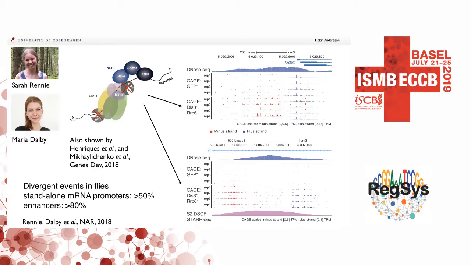But this is, of course, dependent on the assay you use, the threshold you used, etc. But basically, I think this is interesting, that we see such a strong resemblance between such distant species.